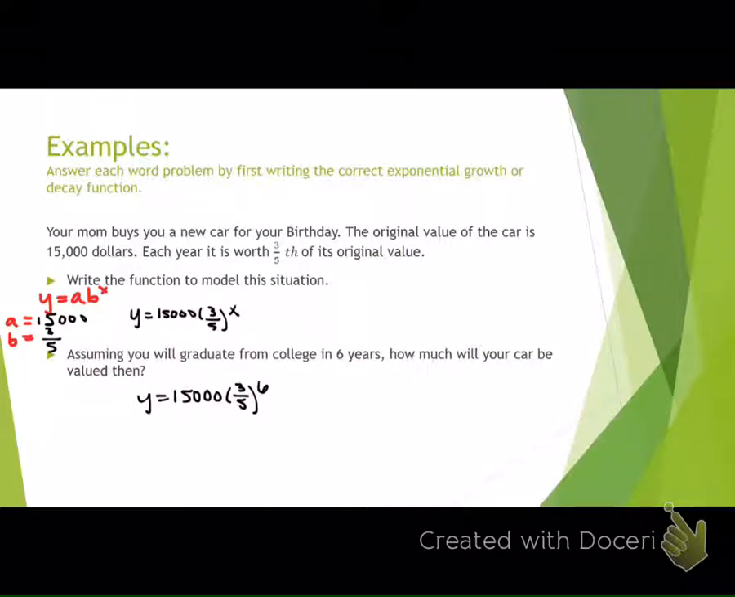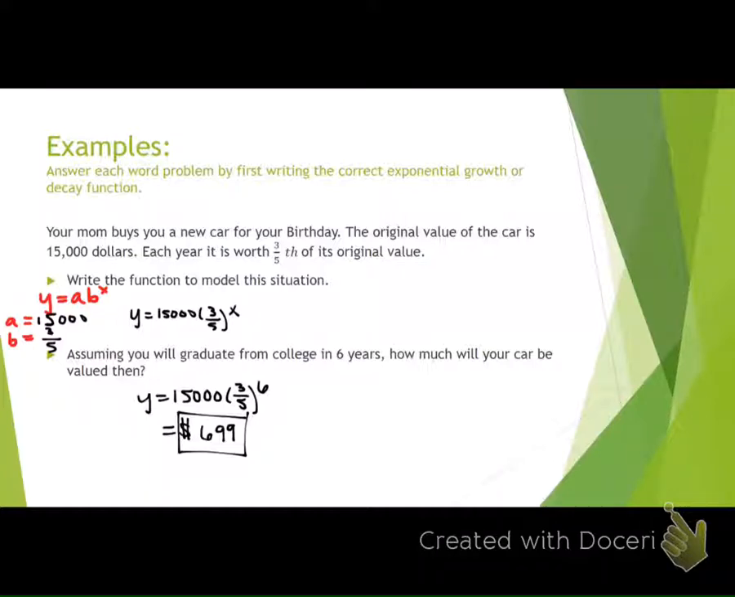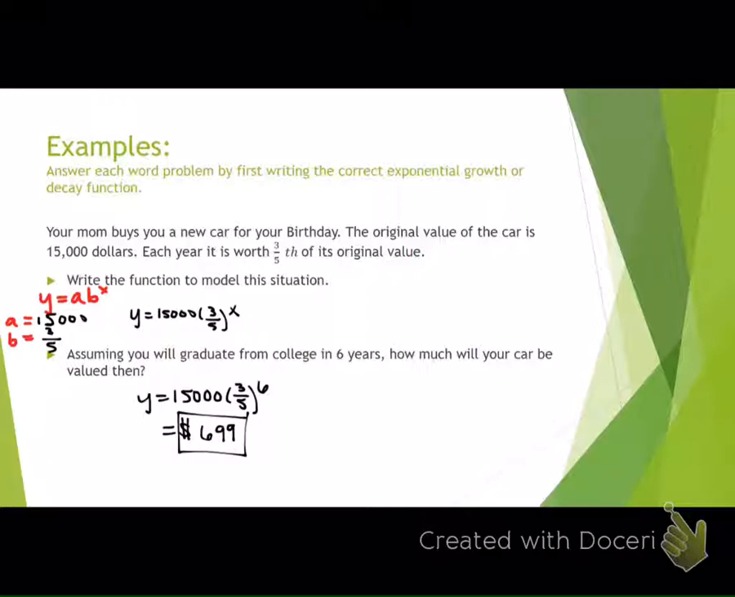Grace, what was your answer? $699. Now, most cars probably wouldn't get to below $1,000. At some point, the factor would be less than this, but once you drive your car off the lot, it does start to depreciate, so you know.